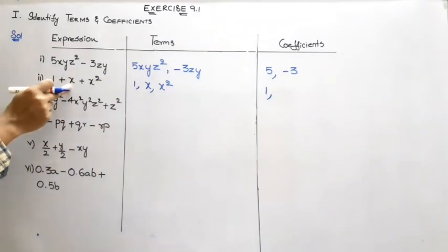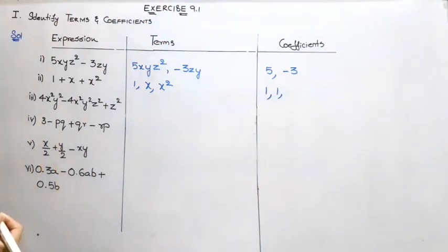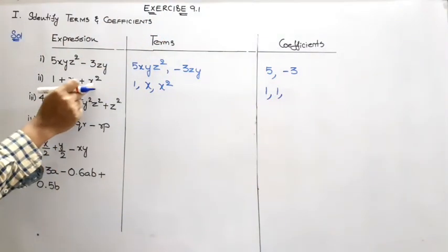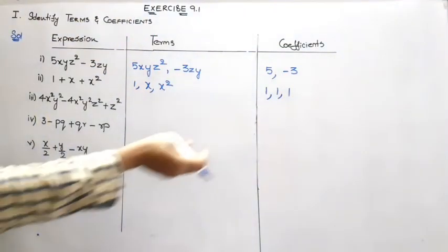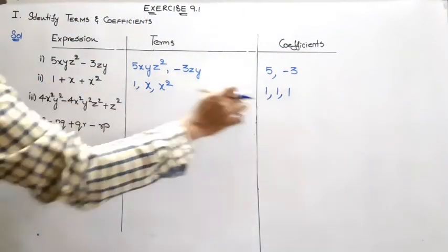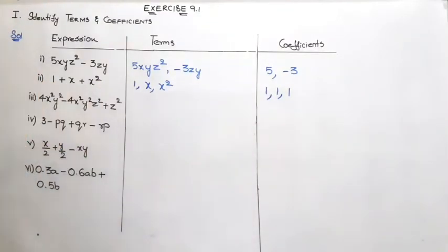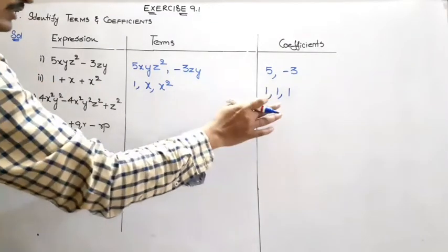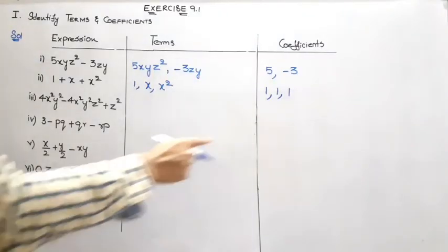And here for x also we don't see any kind of numerical coefficient, so again we are going to consider it as 1. Similarly for x square, it is going to be 1. The reason why we took 1 is, look, 1 into 1 gives us back 1, 1 into x gives us back x, 1 into x square gives us back x square. Hence, we should consider the coefficient of the terms without other numerical term as 1.